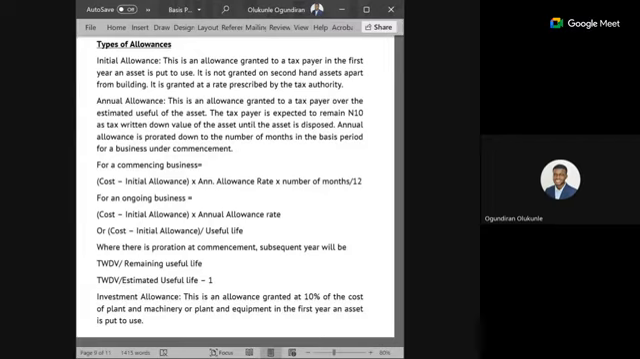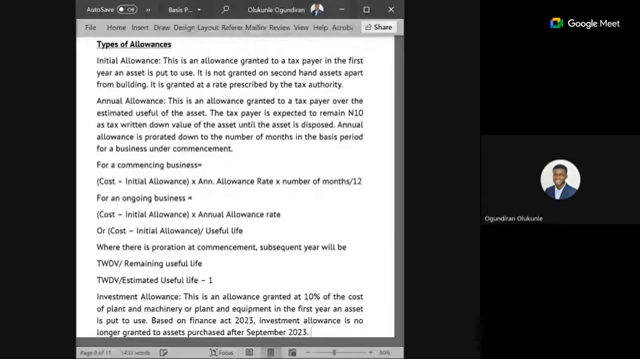But it has been scrapped. Based on Finance Act 2023, investment allowance is no longer granted to assets purchased after September 2023.